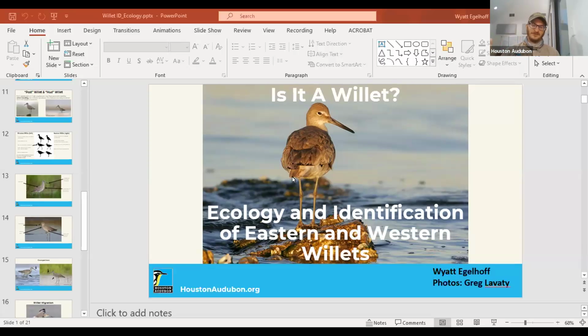And then, in respect to everyone's time, we're going to end with a little bit about the ecology of Eastern and Western Willets, some of the differences in migration and some of the stuff that makes them really cool. It's also the stuff that I could talk about forever, so I decided to shove that in at the end. Just if folks only have limited time, they'll at least get the meat of what we're trying to discuss.